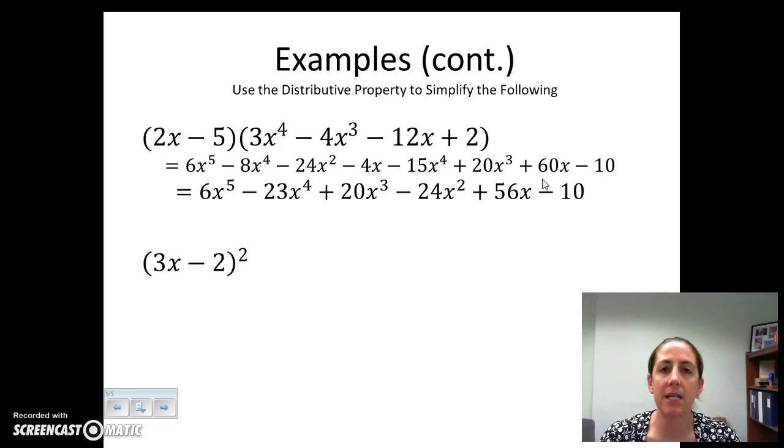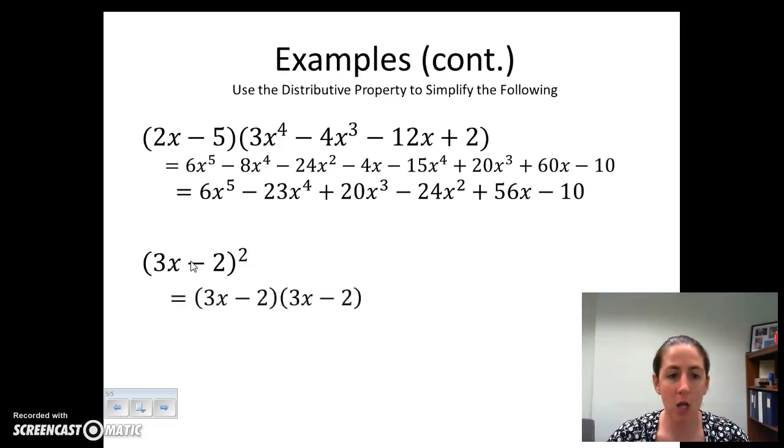One more thing that we need to be very conscientious of. One of the things we talked about with the properties of exponents was that if you had addition or subtraction inside the parentheses, you could not distribute the exponent. Here we have 3x minus 2. We have subtraction inside the parentheses. You cannot distribute the exponent. But what does it mean to square something? You times it to itself. So 3x minus 2 squared is 3x minus 2 times 3x minus 2.